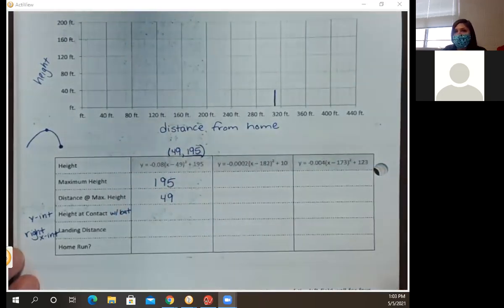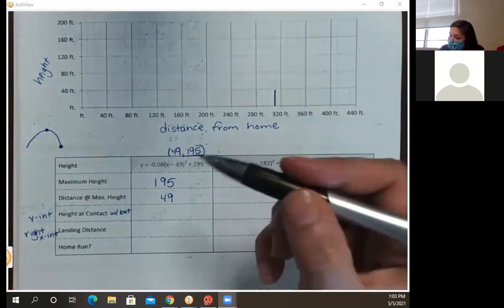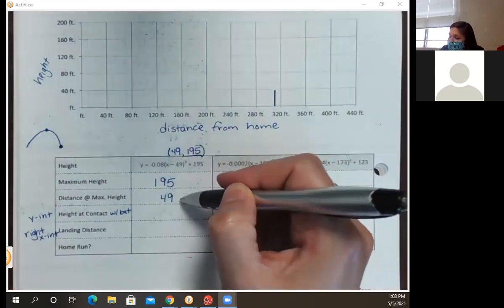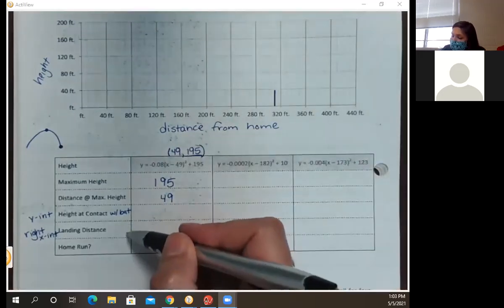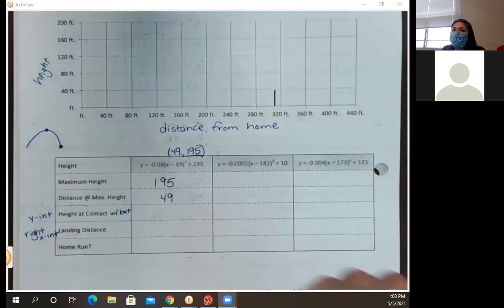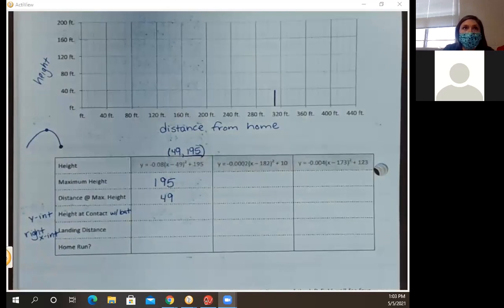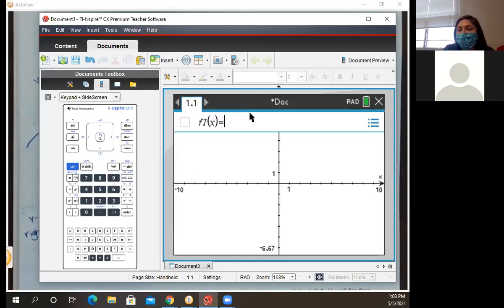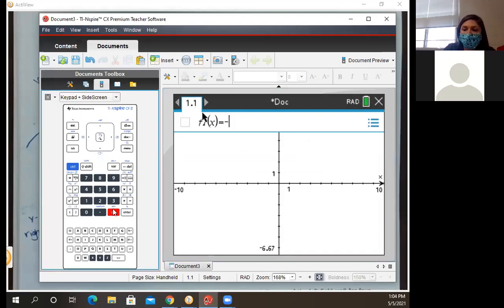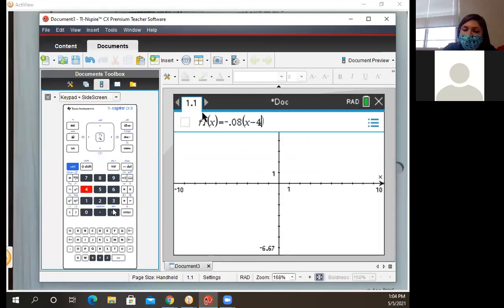Does the ball make it over the wall? So we know the maximum height and the distance here because we had vertex form. So we know the vertex of this parabola. But we want to know the y-intercept, and we want to know that right x-intercept. When does the ball land? So to answer those questions, we're going to go to our graphing calculator. I'm going to pull that up here. I'm going to go to a graph page. And then I'm going to type in that function at the top of the column. I'm just typing this in as it appears on my paper.